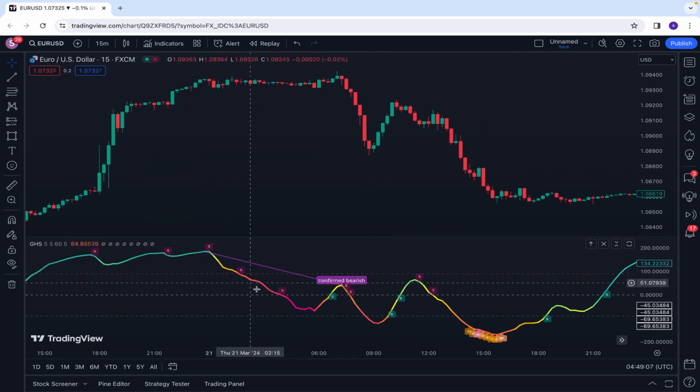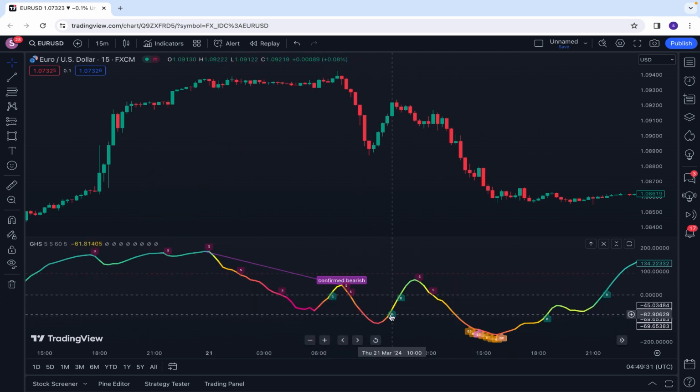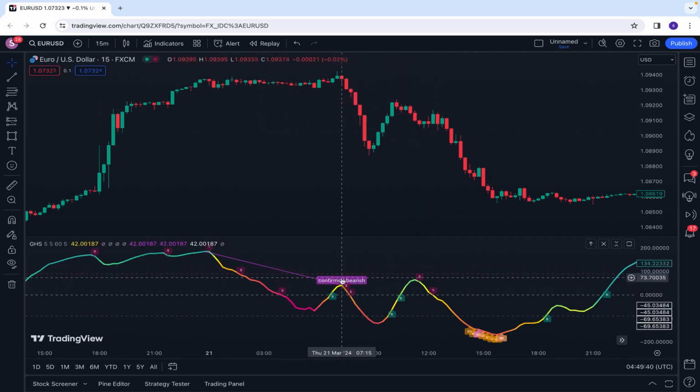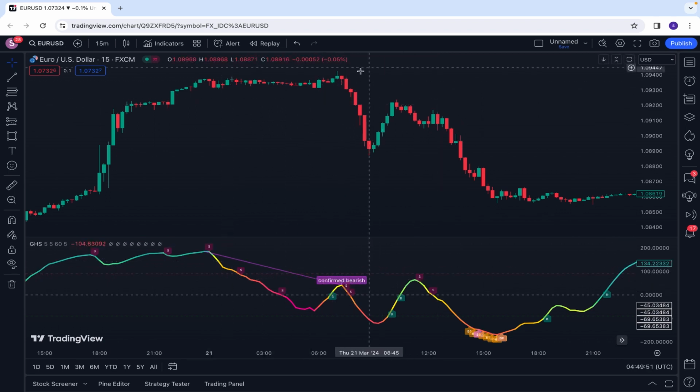As you can see, we have a line here that is oscillating above and below the center line, and we have also small labels showing buy sell signals, which are actually showing very short-term movements of the market, and we have also these signals, confirmed bearish or bullish signals, which are actually divergence signals showing us that the direction of the market is going to change and we're going to have a reversal.